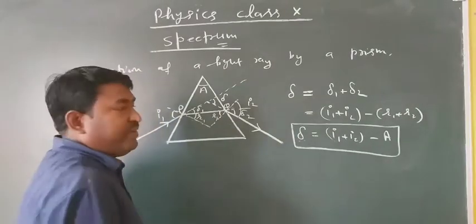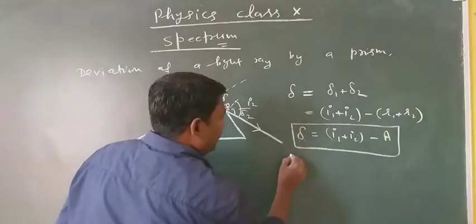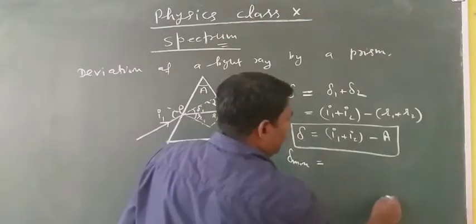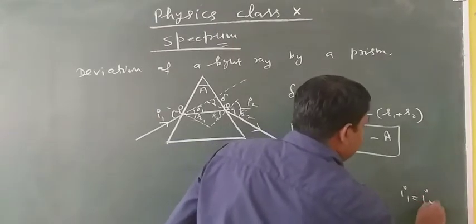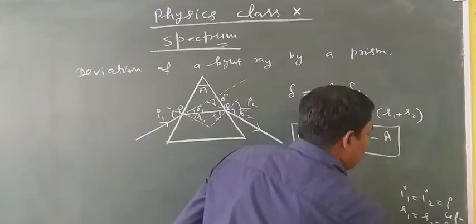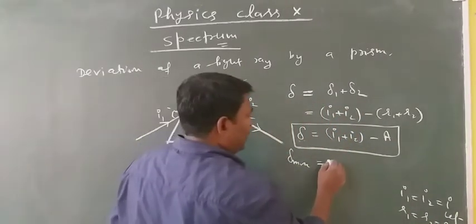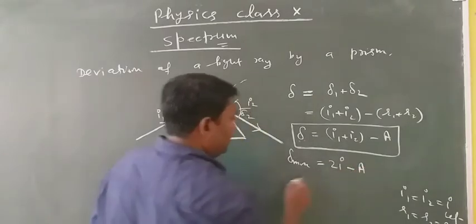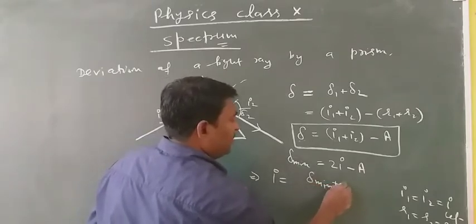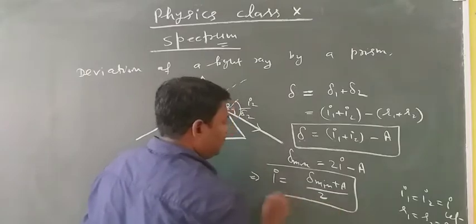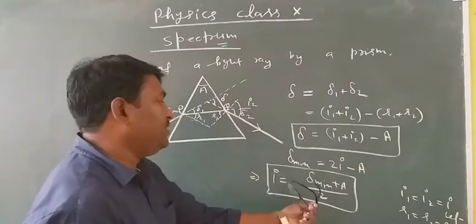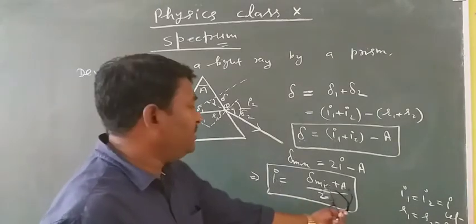Now by Snell's law we have seen for minimum deviation, I1 is equal to I2 is equal to I, and R1 is equal to R2 is equal to R. So the deviation is 2I minus A. This implies that I is equal to delta minimum plus A by 2. This is your angle of incidence at the first surface for minimum deviation. So this deviation depends on the angle of incidence at the first surface and prism angle.